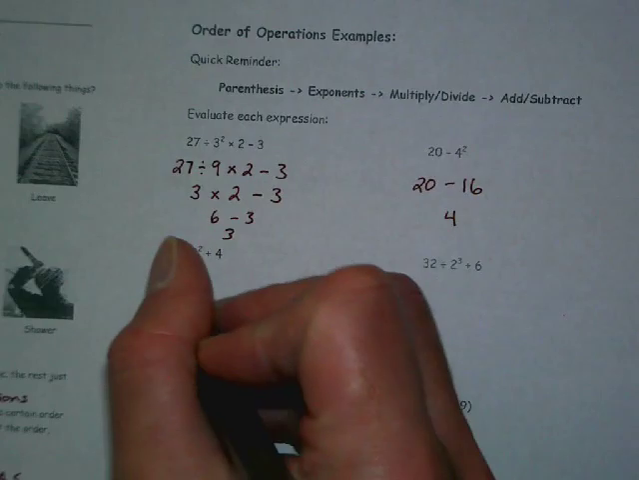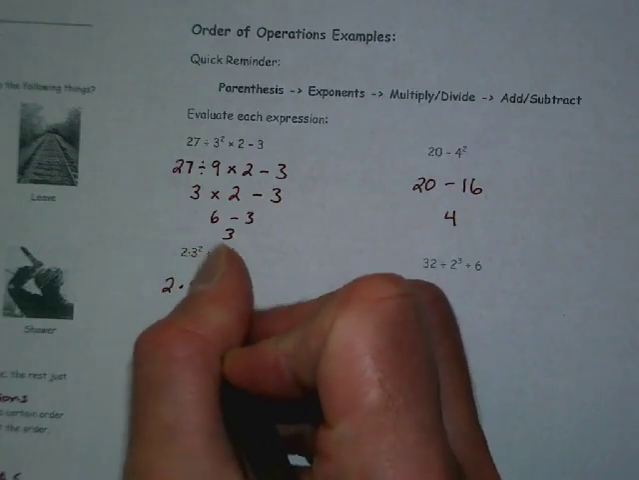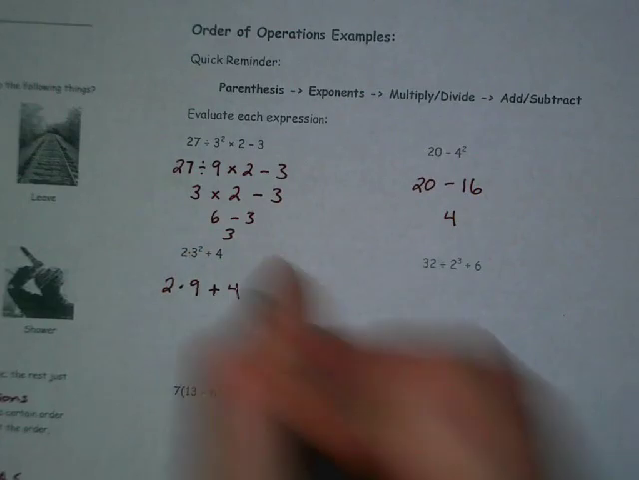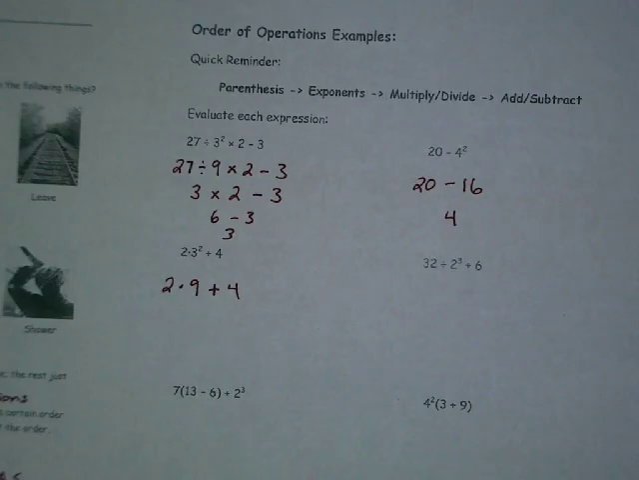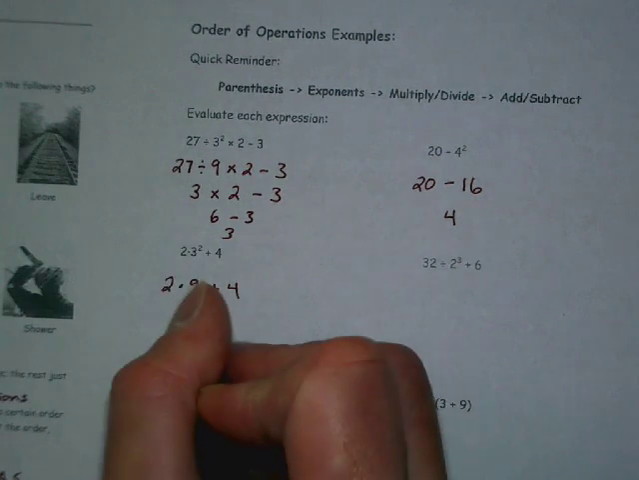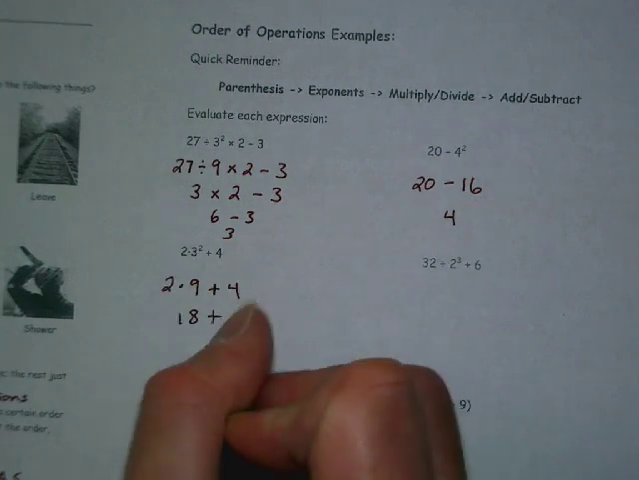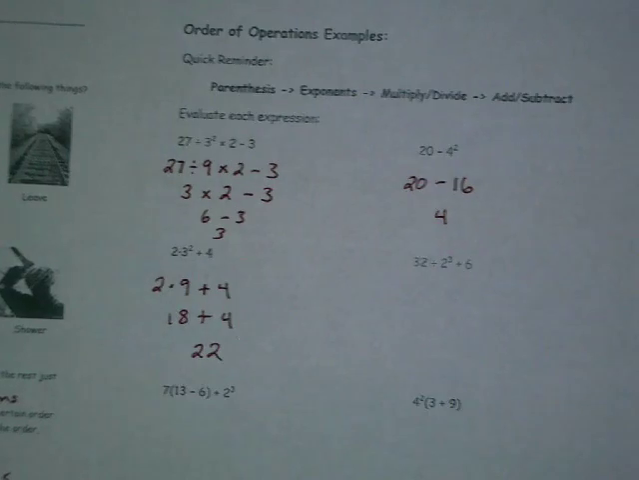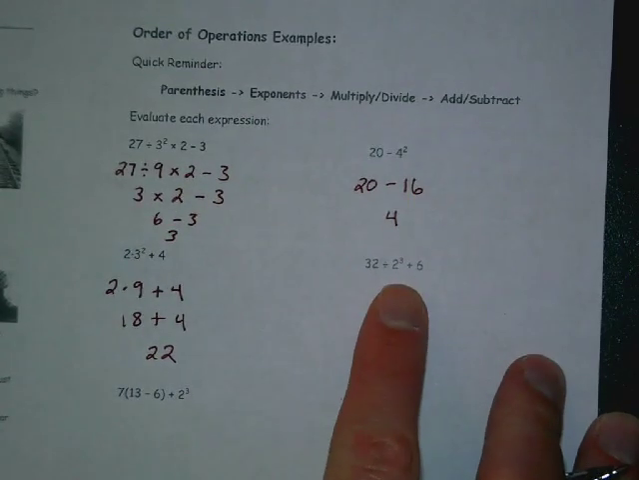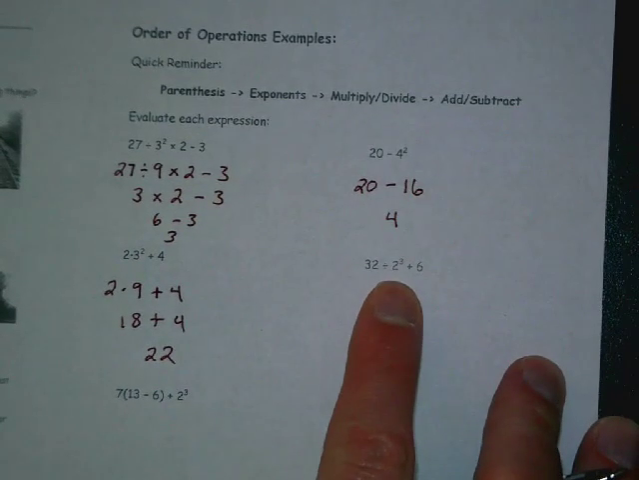Next row down there, no parentheses again. Got exponents, just like we did up here, 3 squared. So 3 times 3 gives us 9. So now we have multiplying and adding. What happens first? Multiplying. Yep. So 2 times 9, 18, and we got 18 plus 4, and get 22. Perfect.